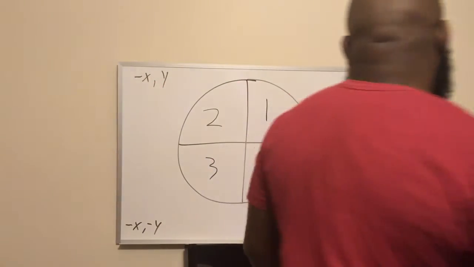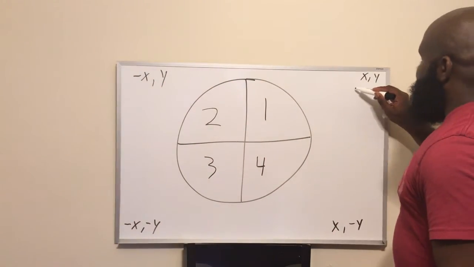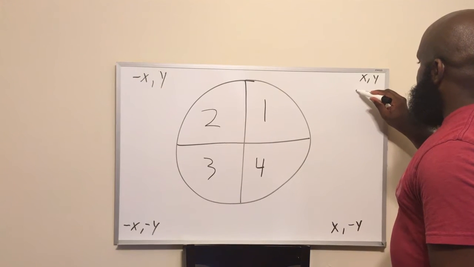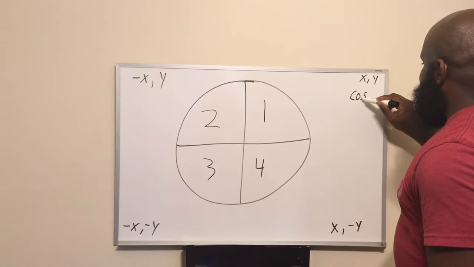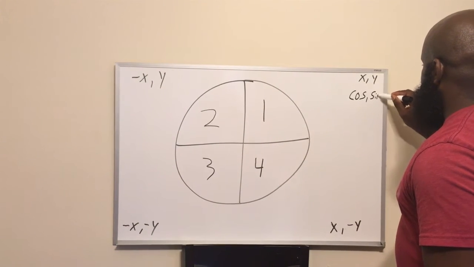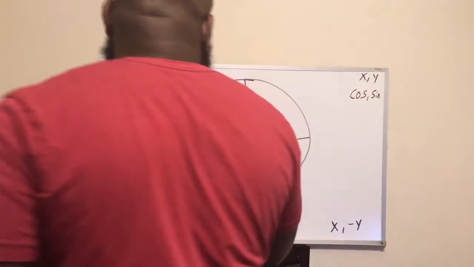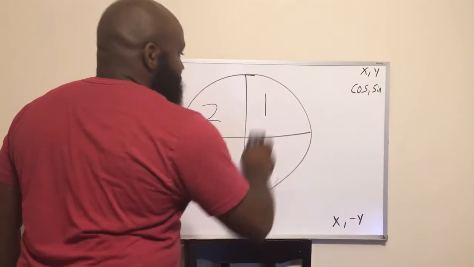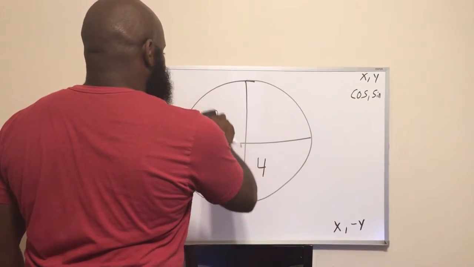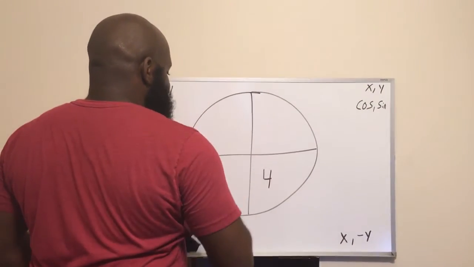So with this, when you think of x and y, we want to think cosine and sine. Think of your cosine as your x and your sine as your y. So let's go through this piece by piece.